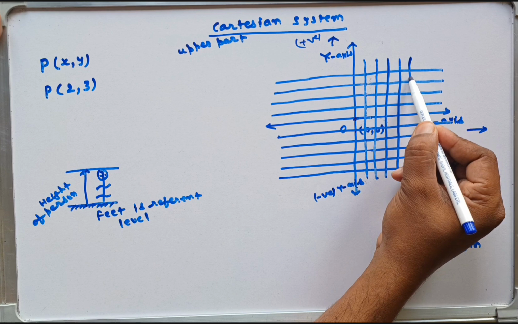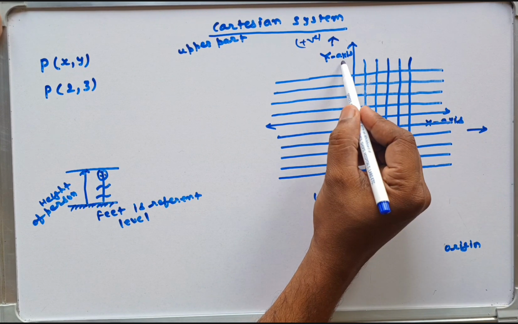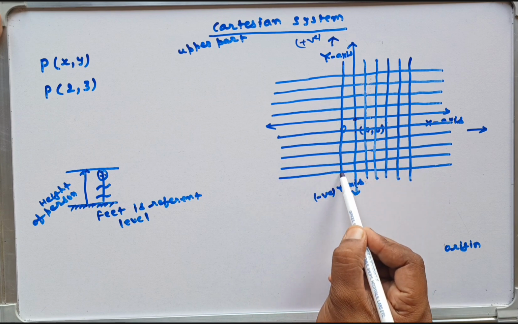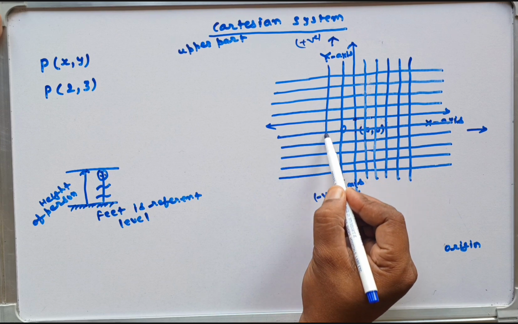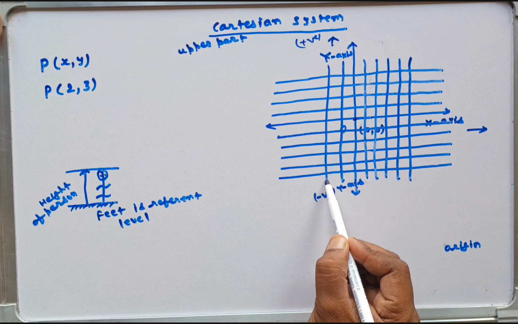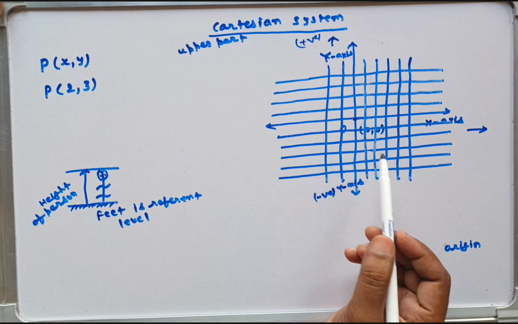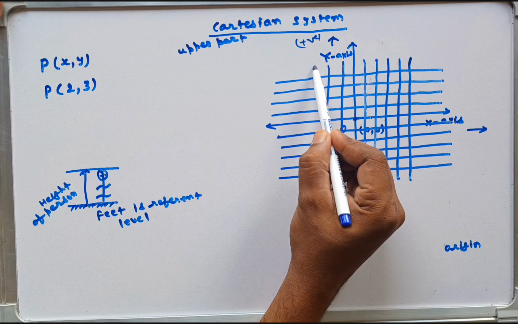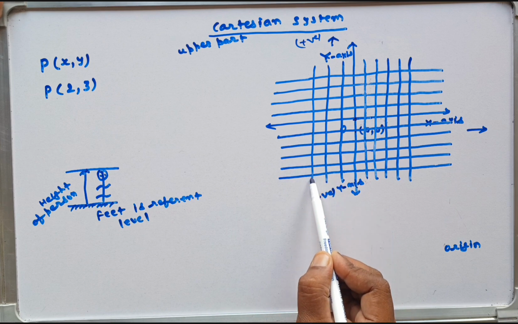See, all vertical lines cut the horizontal lines and form small squares, like this.